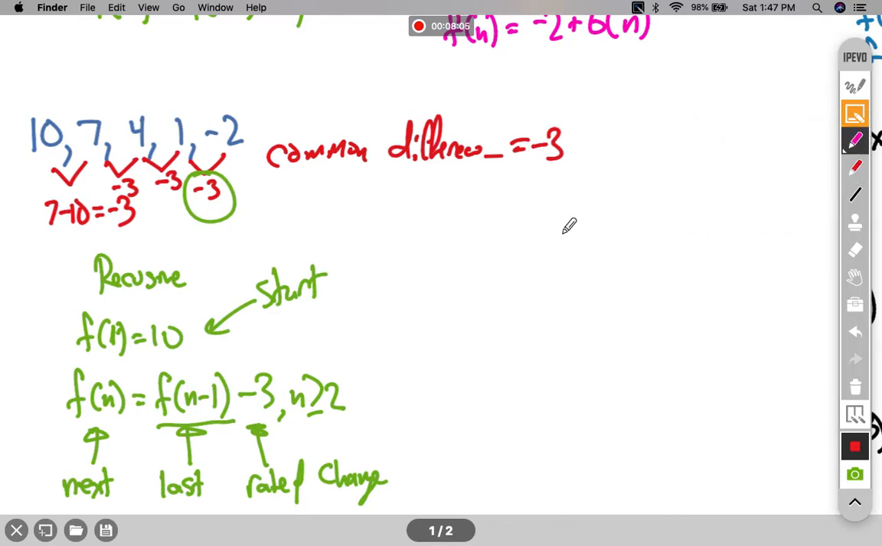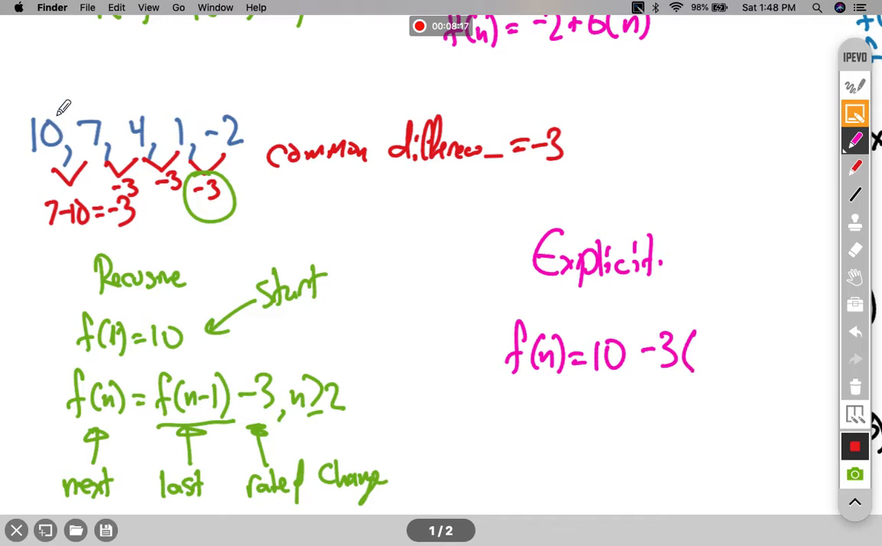To do this explicitly, I would just say f of n equals, I started with 10, I'm subtracting 3, but since 10 was, again, the first term, I'm going to make this n minus 1. And I can use this anytime I'm 1 or bigger. I can use this to find all of them.